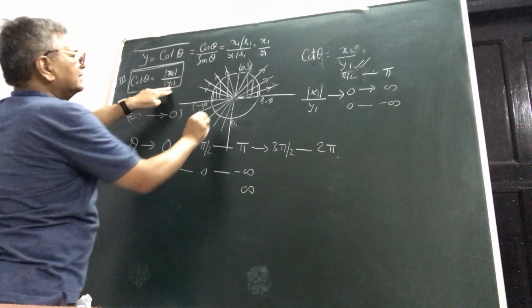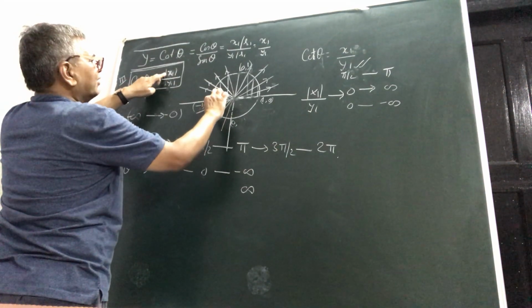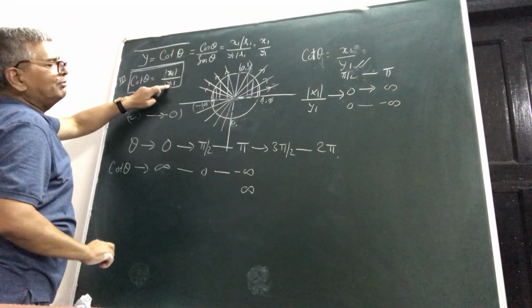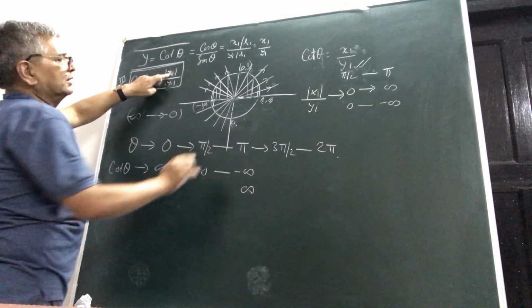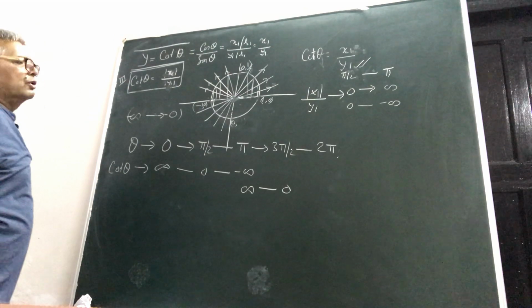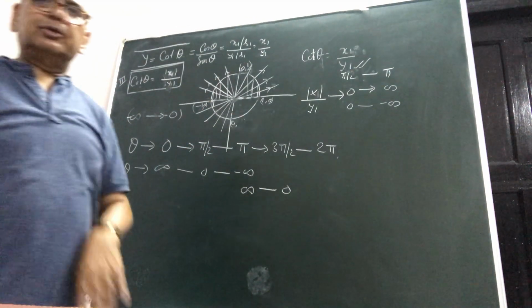And then see what will happen. The value of x1 will reduce, y1 will increase, and ultimately see what will happen. Y1 will be how much? 1. Mod y1 will be 1. And mod x1 is how much? Mod x1 here is 0. So infinity to 0. So as we go in the third quadrant, the value will be positive throughout.